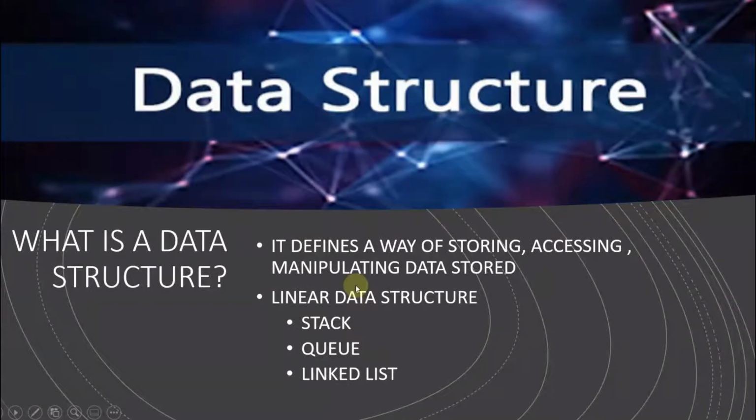So coming to the definition of data structure, it defines a way of storing, accessing, and manipulating the data stored. We already know some of the basic data types: integer, float, list, tuple, or dictionary. We have the data in our hand. Now our question is how it is going to be stored in the memory and how it is going to be retrieved or deleted from the memory.